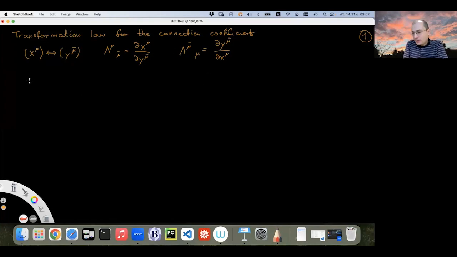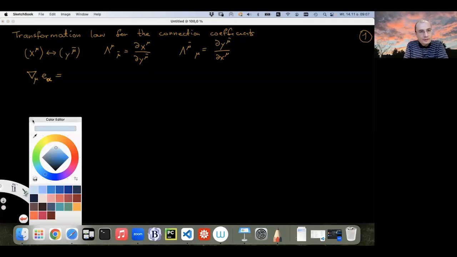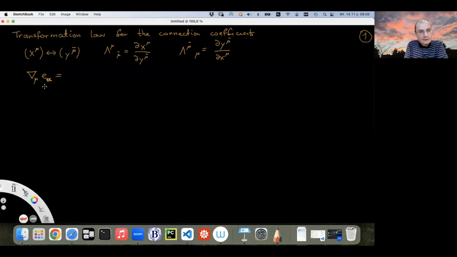And now the definition of the connection coefficient was that if we take the covariant derivative of the appropriate coordinate basis, I'm using a bold index to denote the index of the basis.